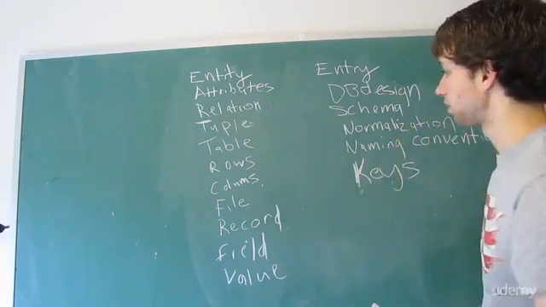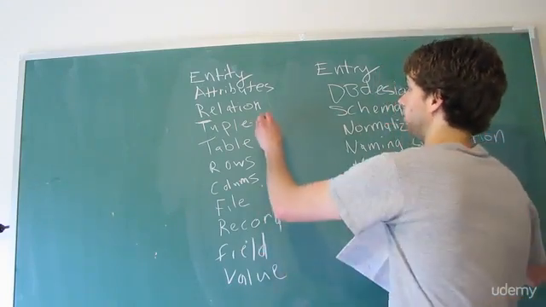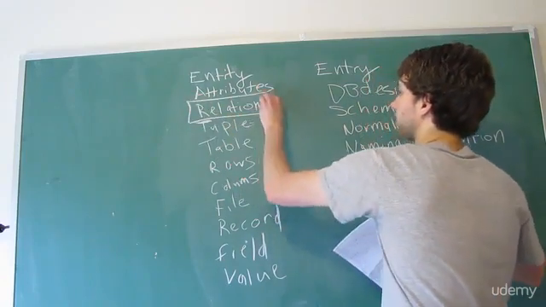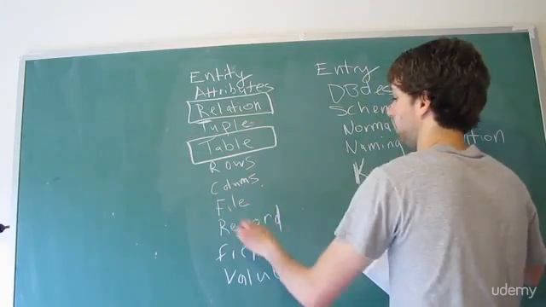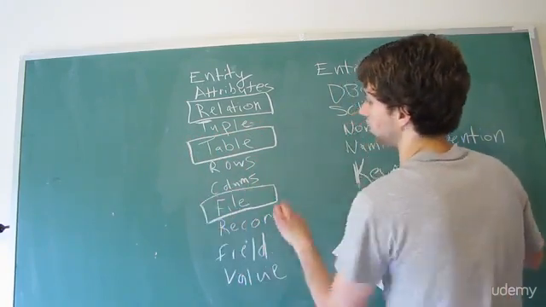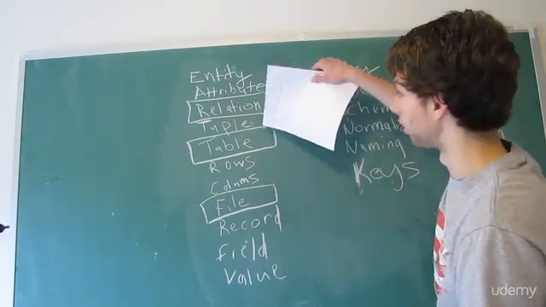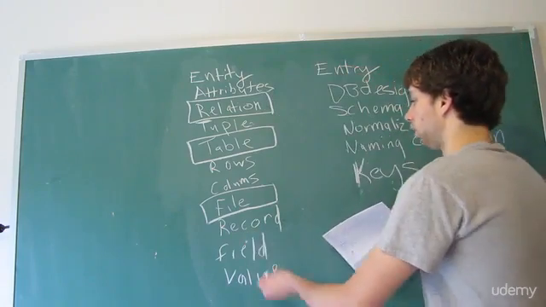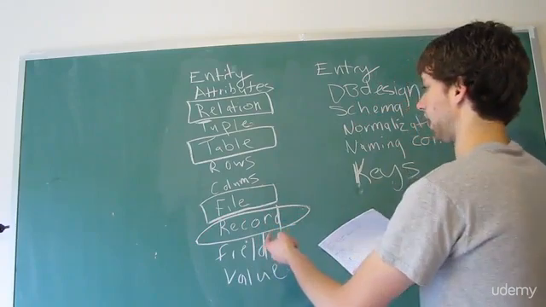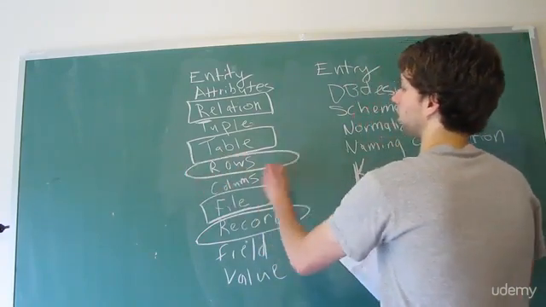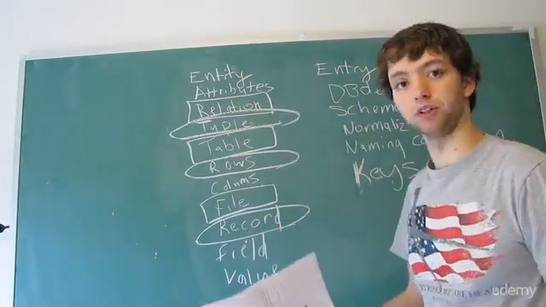Alright, so you see we have a lot of terms, and a lot of them are repeats, meaning the same thing. For example, we have relation, and then we have table, and then we have file. So relation, table, and file are all talking about the physical structure, a table. Record would be a row, and then we have a tuple. These are all talking about rows within a table.